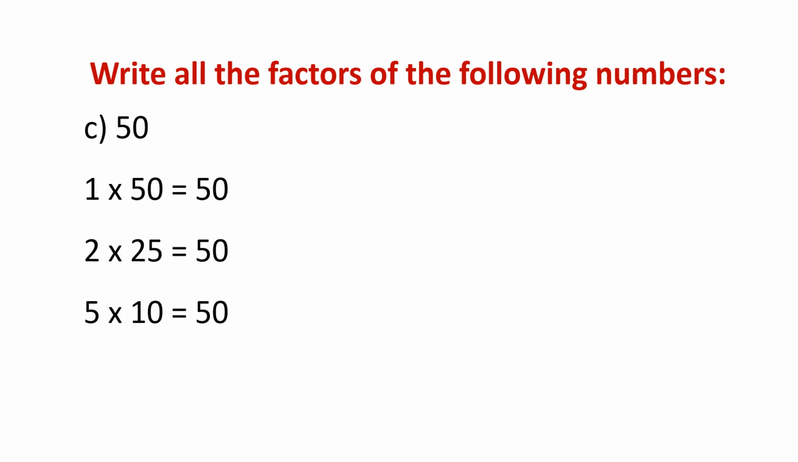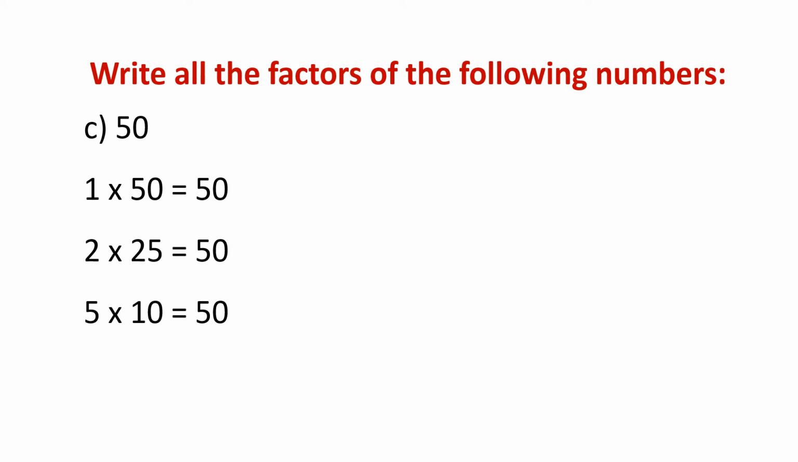Then we take the next natural number 7. Is 50 completely divisible by 7? No, so leave 7. Then we take the next natural number 8. Is 50 completely divisible by 8? No, so leave 8 also. Then we take the next natural number 9. Is 50 completely divisible by 9? No, so leave 9 also. Then we take the next natural number 10. Is 50 completely divisible by 10?